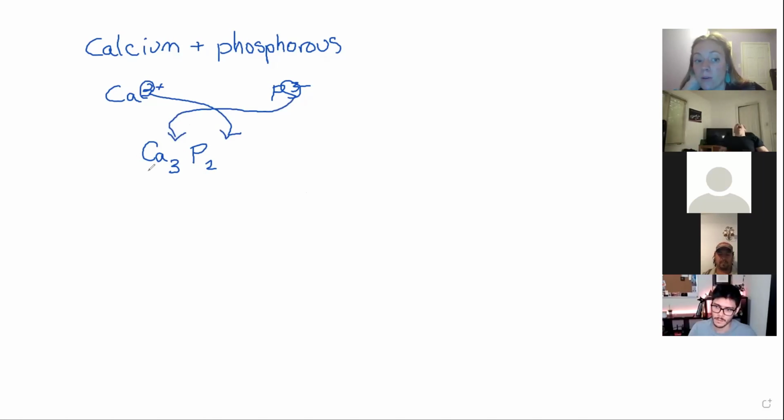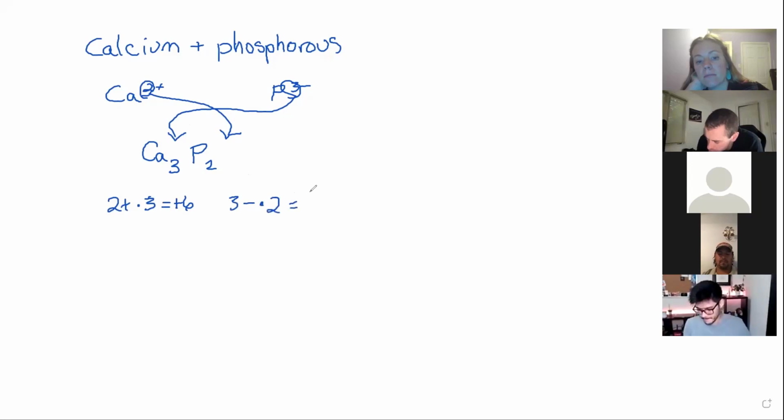Let's beat a dead horse and check and make sure that it's charge neutral. Calcium, well, we know it has a 2 plus charge, and there's 3 of them, times 3. That gives me plus 6. Phosphorus has a 3 minus charge. And there are 2 of them. That's 6 minus. Those 2 are charge neutral. Okay. Any questions on that before I give you guys a bunch of things to mix together?